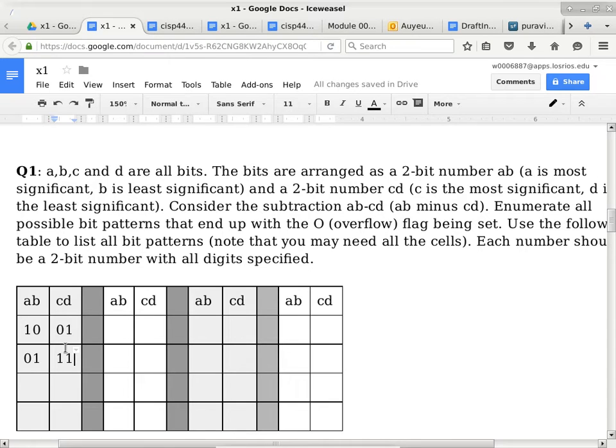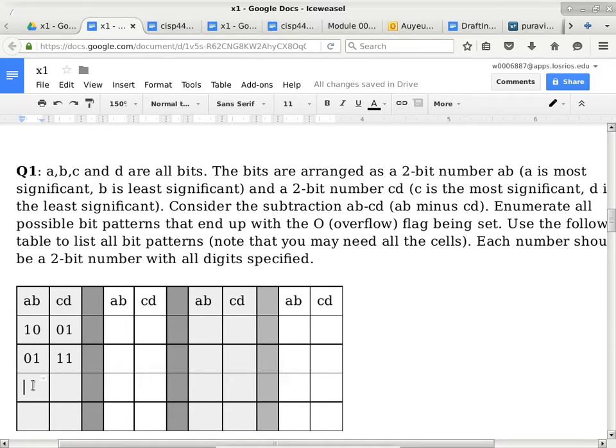0, 1 minus 1, 1. What is the sign bit of the result? Sign bit is a 1. Okay? So you start with a positive number, non-negative number. You subtract a negative value from it, but you end up with a negative value. Right. The sign doesn't make any sense. Okay, so this is the second one.